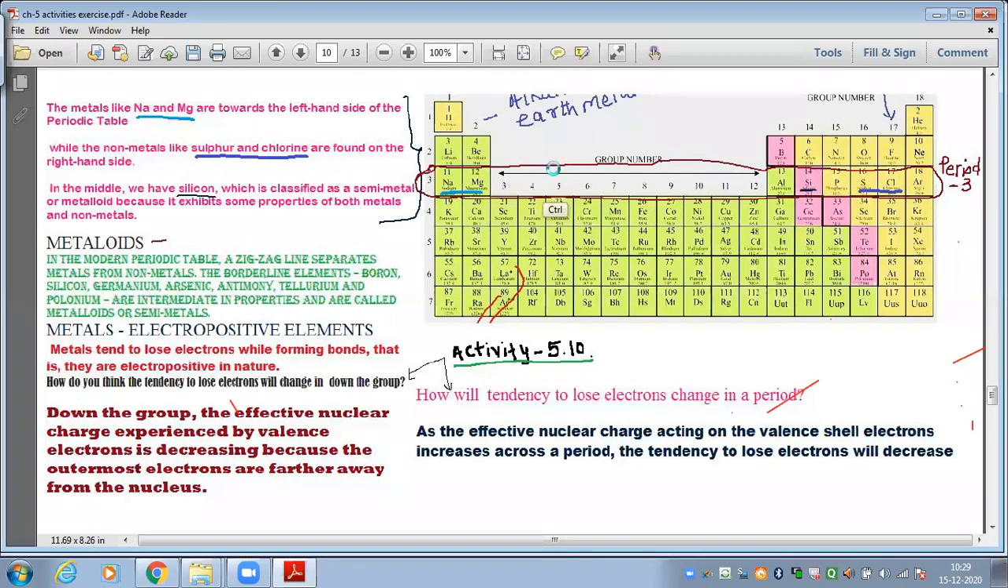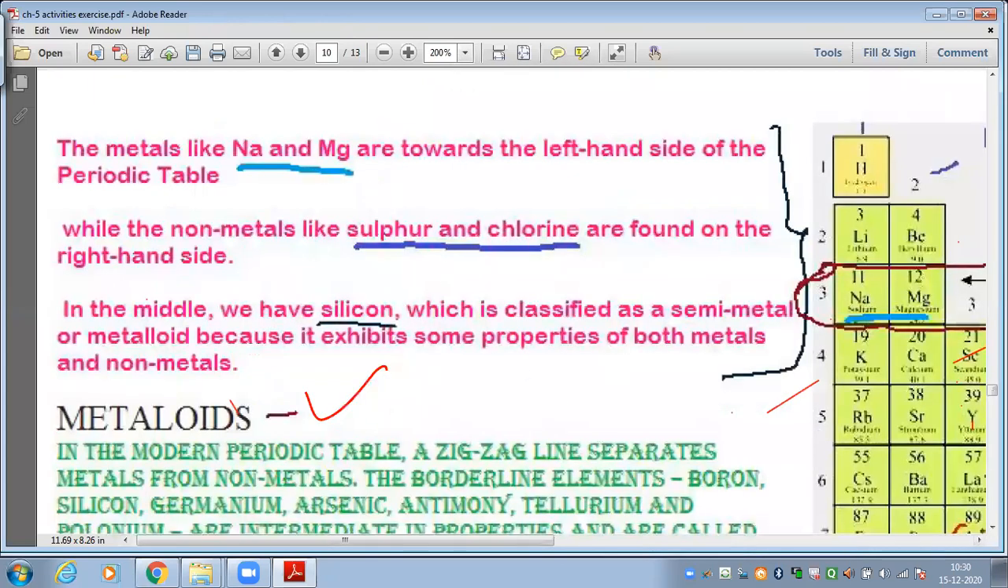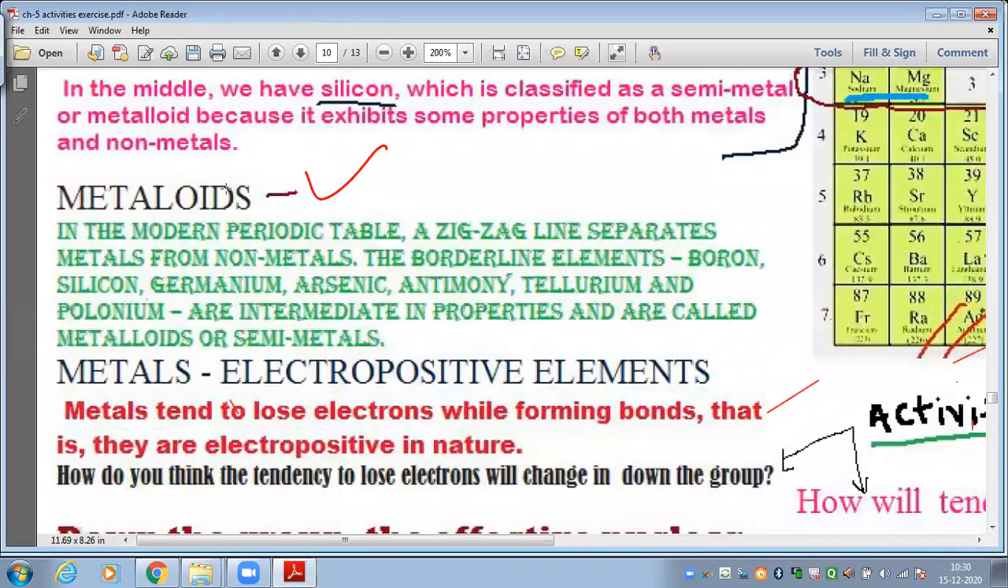These metalloids are present here, and they are a different kind of element other than the metals and non-metals. Now let us understand about the metalloids in detail. Let us read the definition of the metalloids. Let's pay attention to the metalloids.